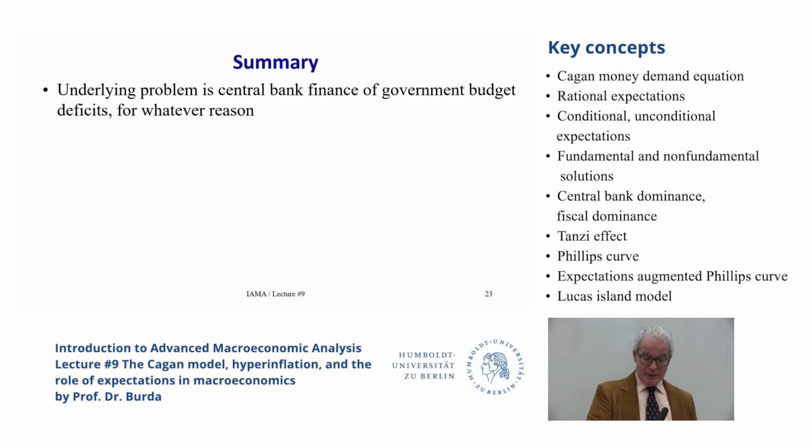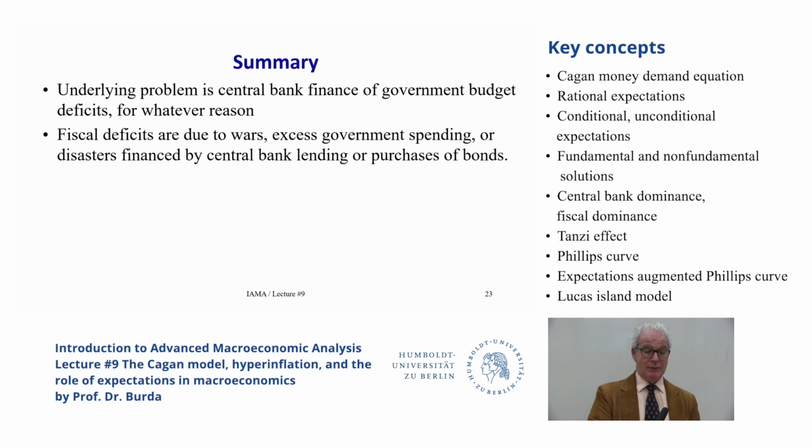So to summarize, the underlying problem is central bank finance of government budget deficits. Hyperinflation usually arises for that reason, and fiscal deficits can be related to wars. They can be related to real terms of trade change. I think it can also be related to government-caused disasters. If you think about the problems of Zimbabwe.